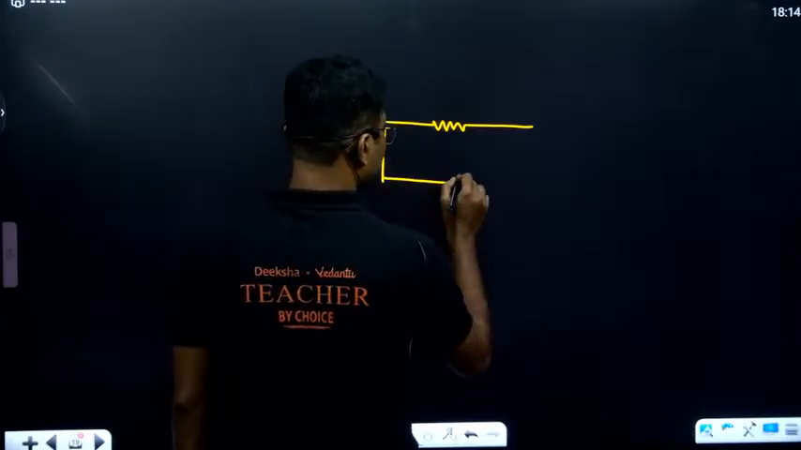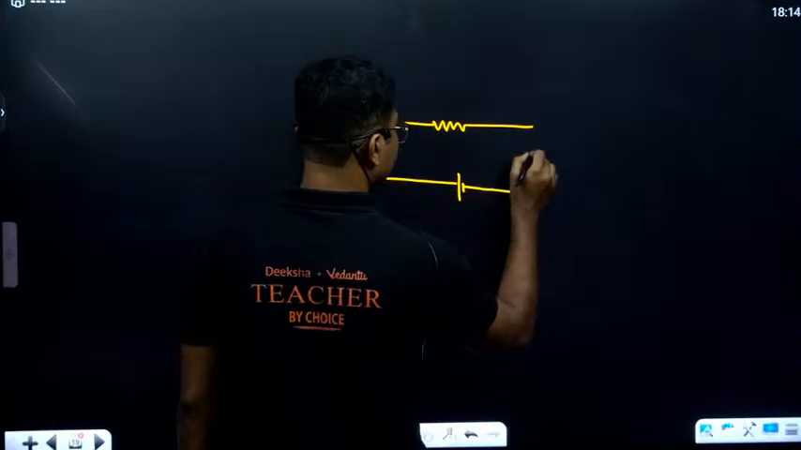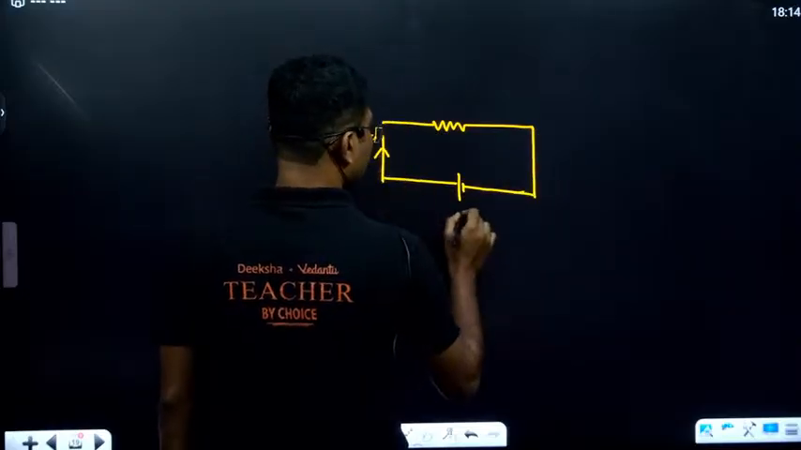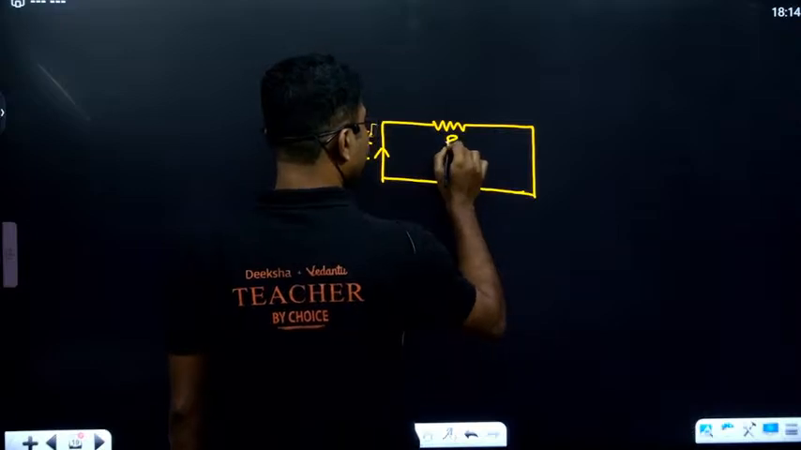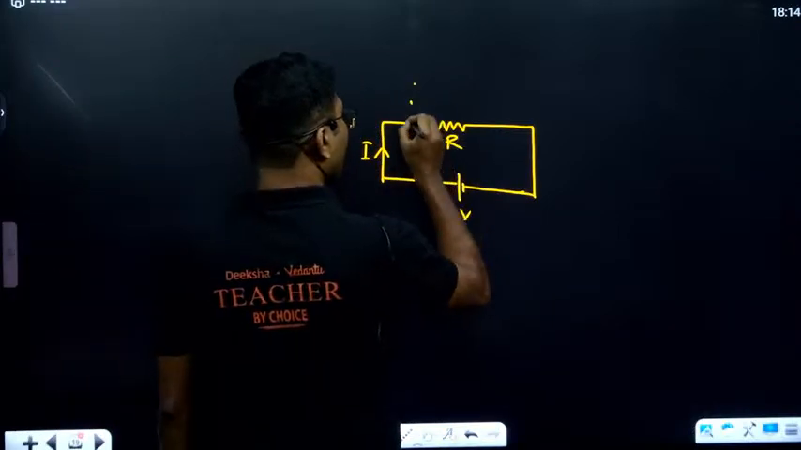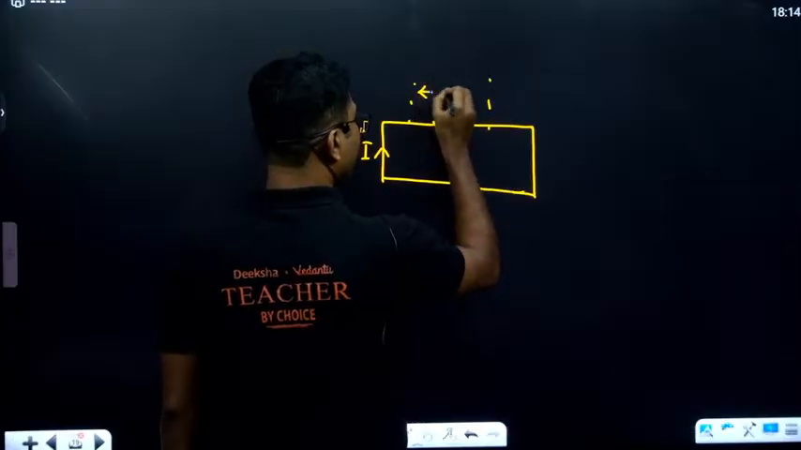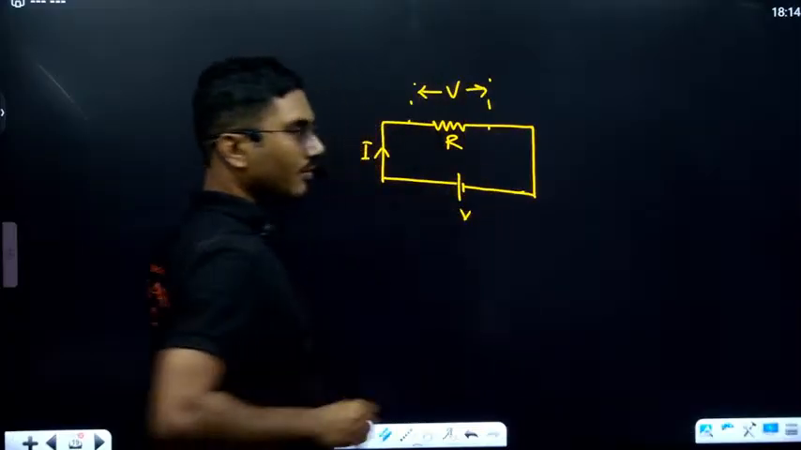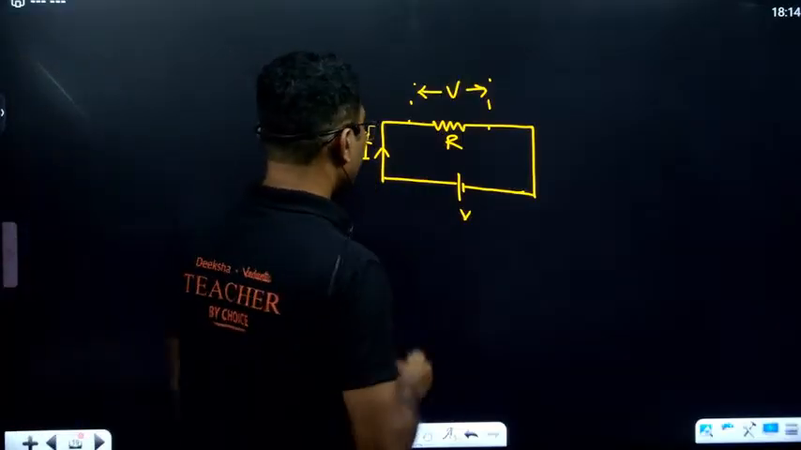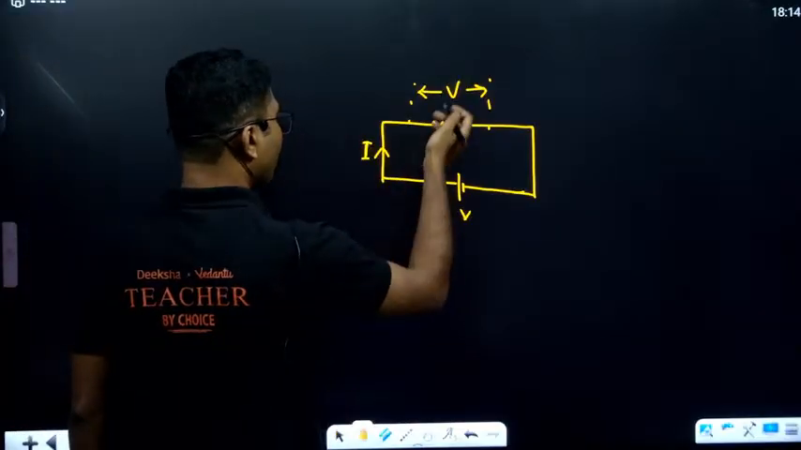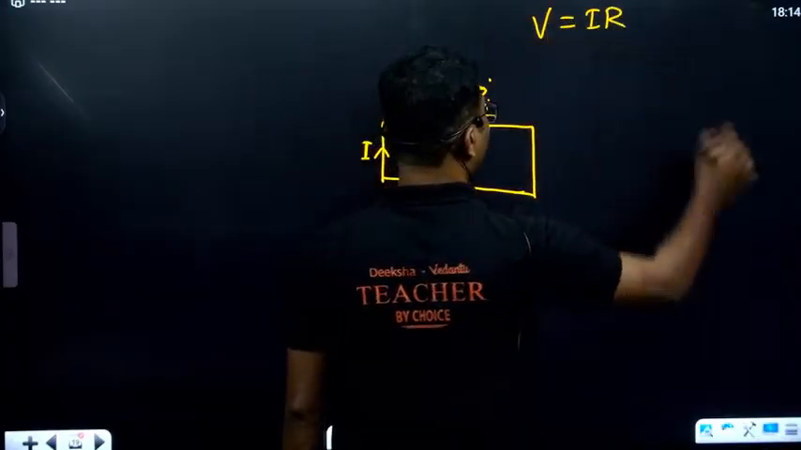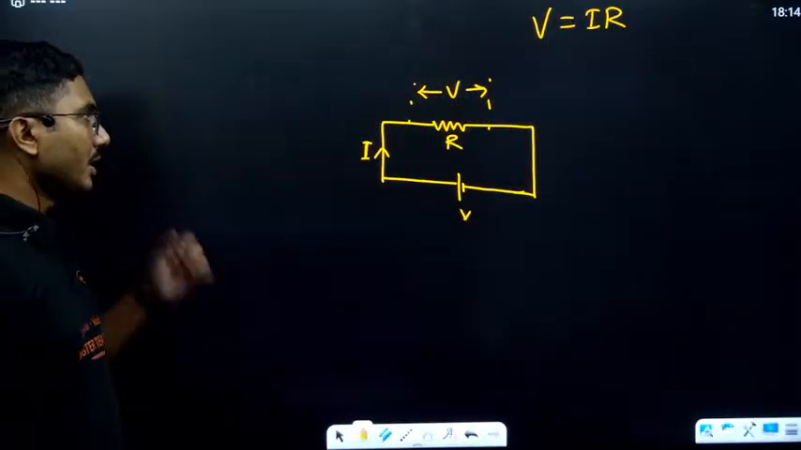Some current is flowing here. The battery has voltage V, and the resistance is R. According to Ohm's law, the voltage across the resistance is the same as the battery voltage. Now some current is passing in the circuit. So what is this voltage? V is equal to I into R.